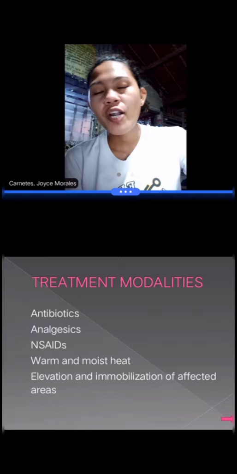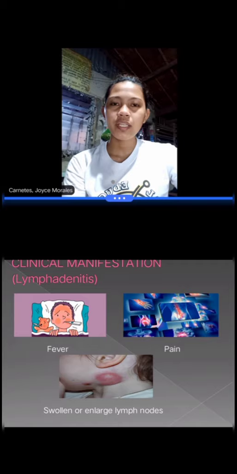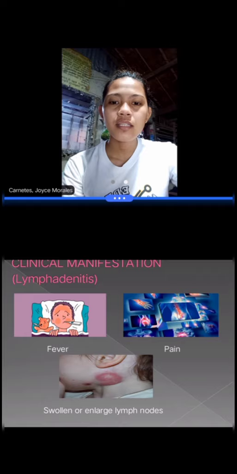Next is warm and moist heat, so it will help to reduce swelling and control the pain, as well as the elevation and immobilization of the affected area, so it will reduce the inflammation as well as the pain. So the clinical manifestations for lymphadenitis are fever, pain, and swollen or enlarged lymph nodes.